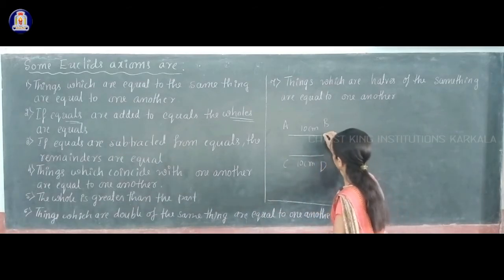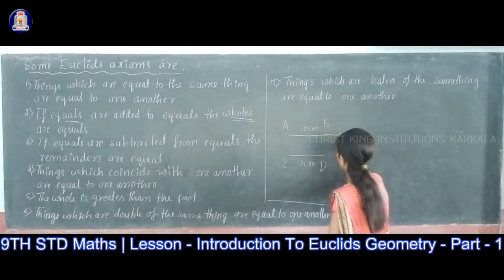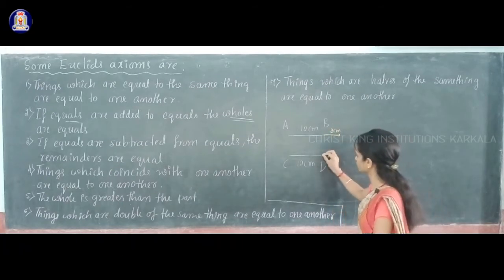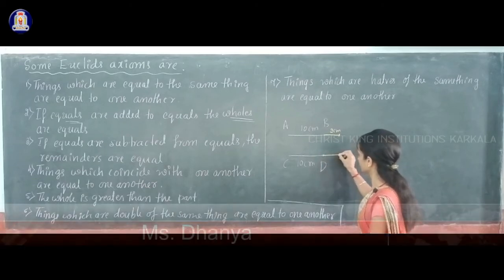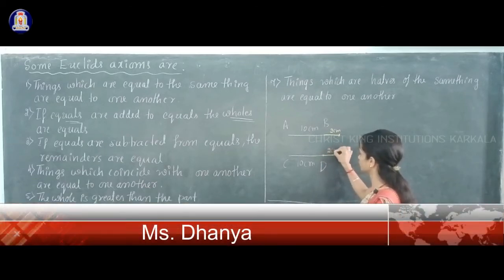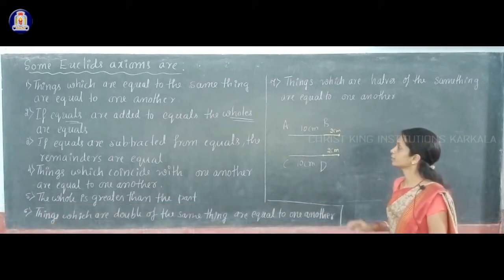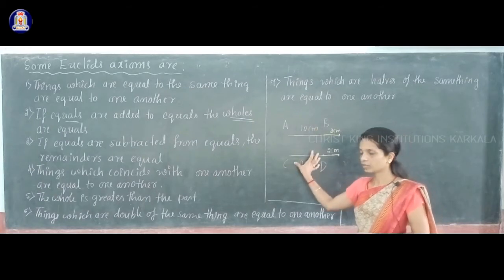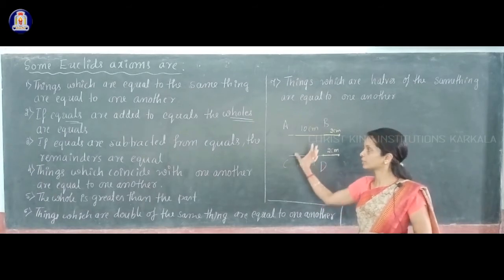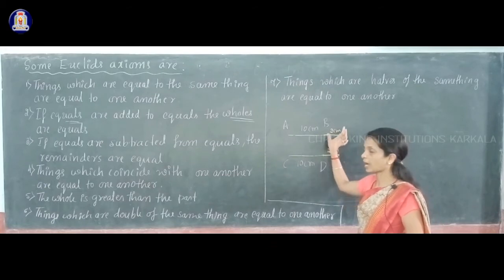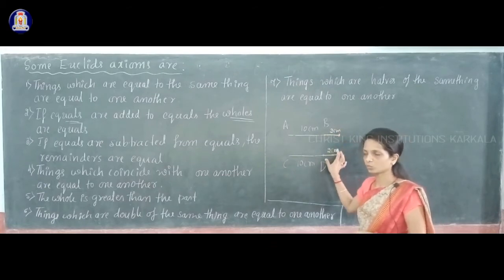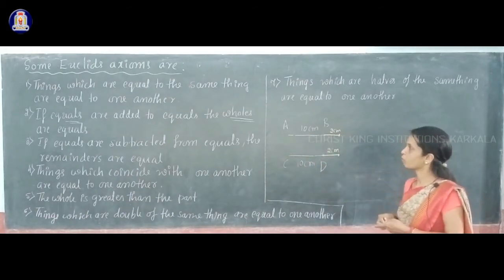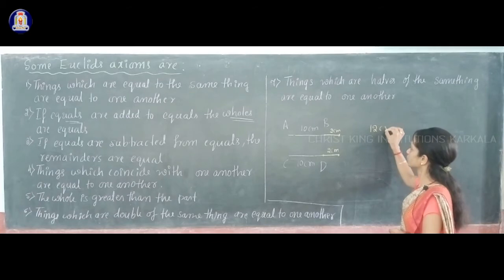So what are we adding now? We are adding a line segment of length how much? 2 centimeter. Here also I'll add a line segment of the same length, 2 centimeter. So what we did here: AB and CD are already equal. To these equals, we added equals, 2 centimeter and 2 centimeter. So what is the whole straight line? This whole straight line is of length how much? 12 centimeter, right?